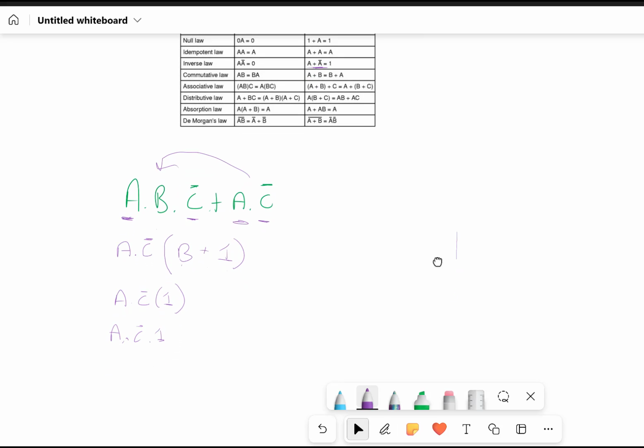Oops, but I'm not done. One multiplied by C, or not C, is just going to remove the value. So we're left with A and not C.